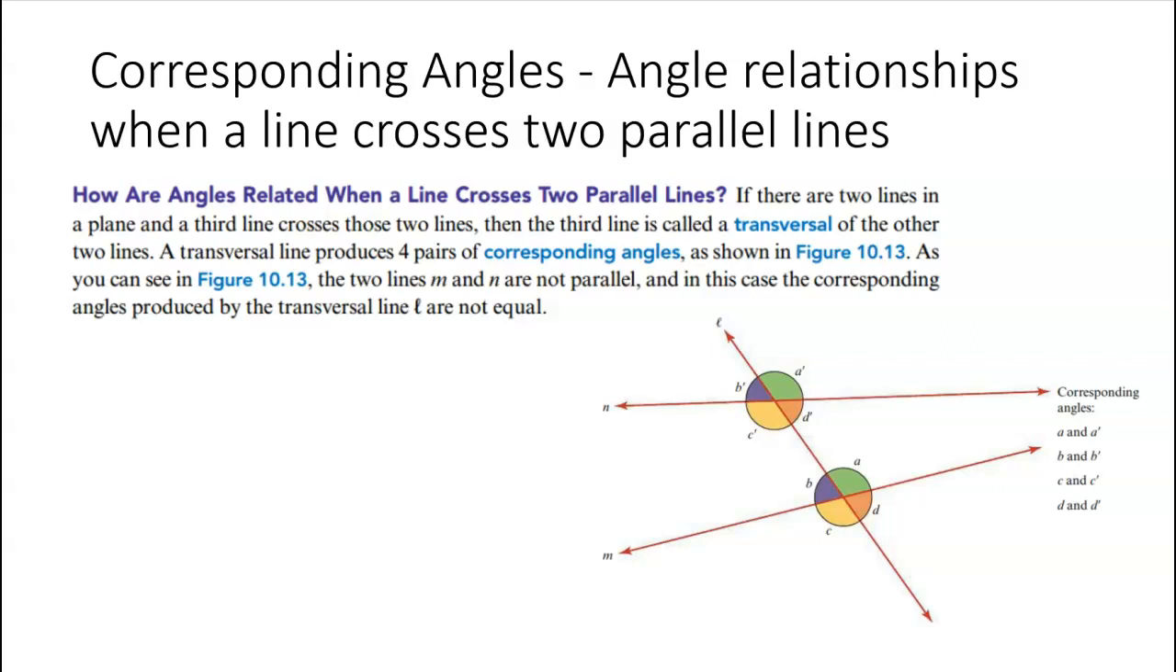So if there are two lines in a plane and a third line crosses those two lines, so okay, we've got these two lines, N and M, they're just living in a plane, and then L comes across and it crosses those lines. This is called a transversal. And what happens is it produces four pairs of corresponding angles. So we can see here that this angle is corresponding to this angle. And this angle corresponds to this angle. You can think of it as in the upper left-hand corner, or the northwest corner for corresponding angles.